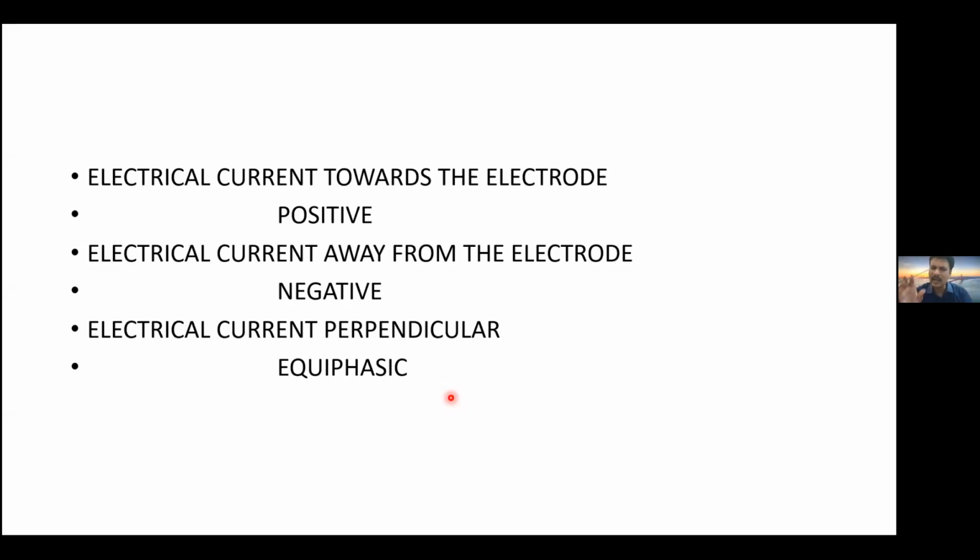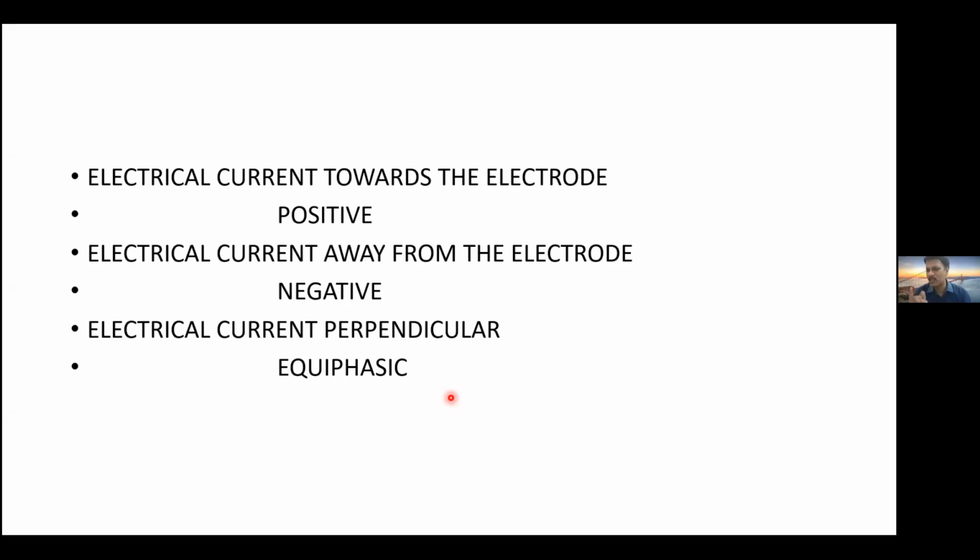The current is nearby, so it is very sensitive. That's as simple as that. So from the heart, the current reaches the peripheral electrodes, the augmented leads and the limb leads. They are not closer to the heart. They are away. So that is the reason why you will not get a very tall QRS complex like the chest leads. So now 2 points are clear.